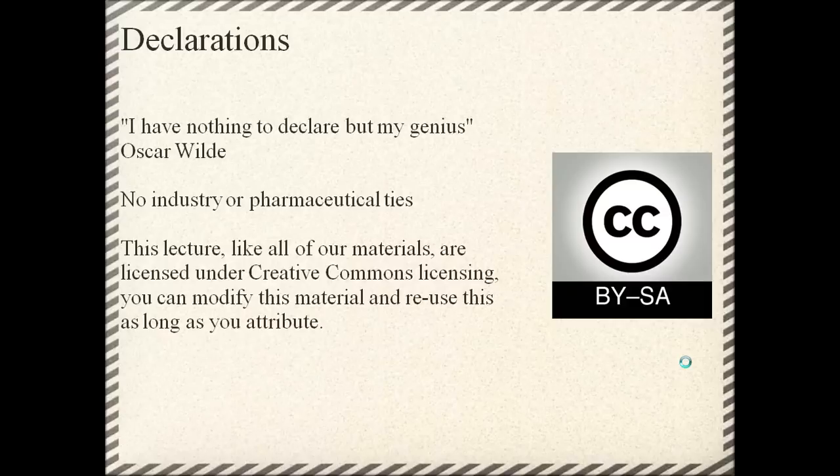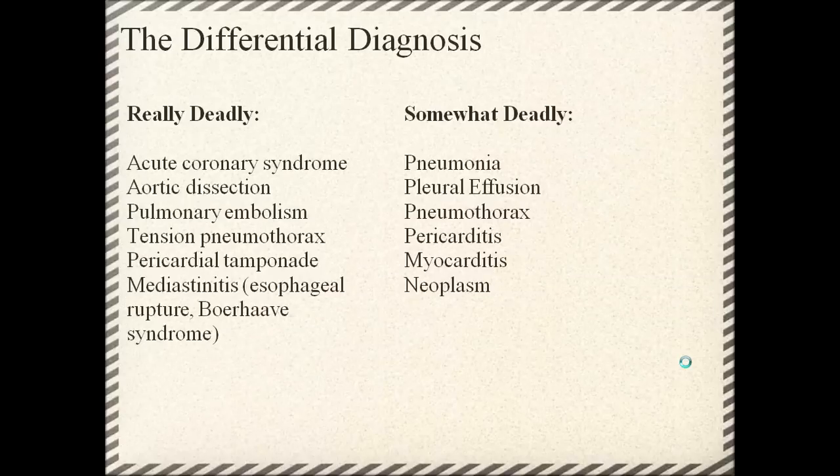Now, the differential diagnosis of chest pain in the emergency really breaks down to what I call the really deadly ones and the somewhat deadly ones. The really deadly ones are your obvious ones, like acute coronary syndrome or heart attacks, aortic dissections, pulmonary embolism, tension pneumos, pericardial tamponade, mediastinitis, etc. The somewhat deadly ones that may kill if left alone or not treated appropriately are listed here. So we're going to focus mostly on the really deadly conditions.